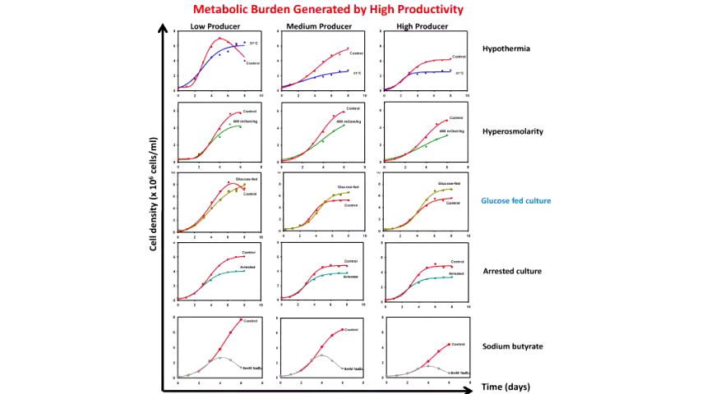And to prove that, we have used different processes to improve productivity, which are used in industry. Hypothermia, reducing temperature, which has been shown before to increase productivity. Now we use three cell lines: low producer, medium producer, high producer. Cell density is always changed. Of course, you reduce cell density if you use suboptimal temperature. Hyperosmolarity: when you add more salt, you reduce the growth rate, because there is a negative relationship between growth and productivity. So you reduce growth, you increase the productivity.